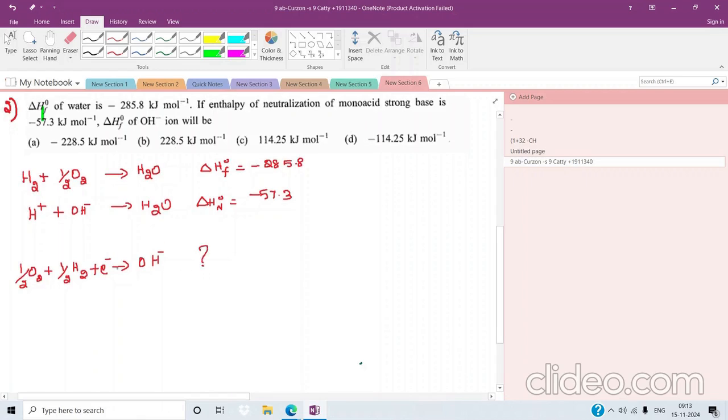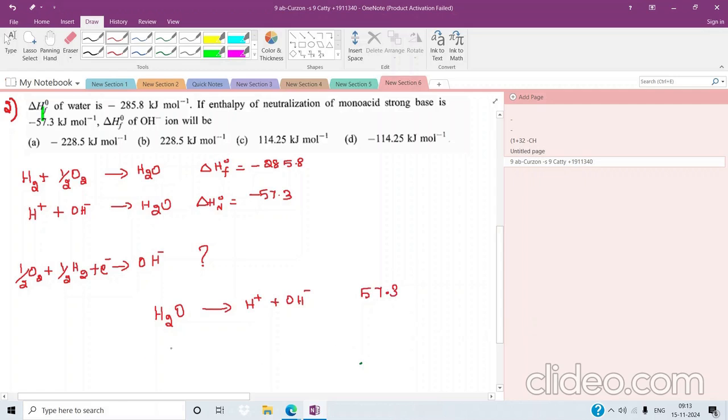Okay, let us check how we can do that. Here, look at this. We are getting OH minus on the right hand side. So I'm going to write the neutralization equation like this: H2O gives H plus and OH minus. So I have just reversed that equation. That is why the enthalpy for that reaction will be 57.3. I have just reversed the sign, because I have reversed that equation, right?